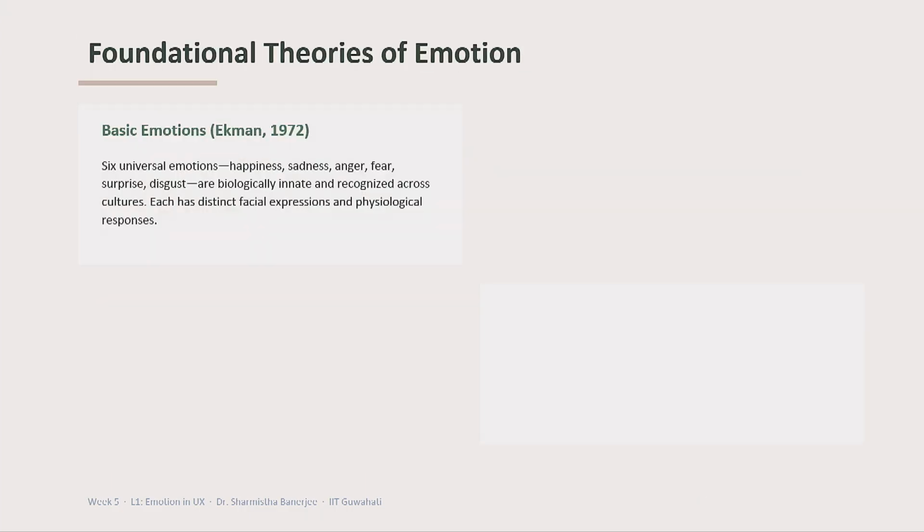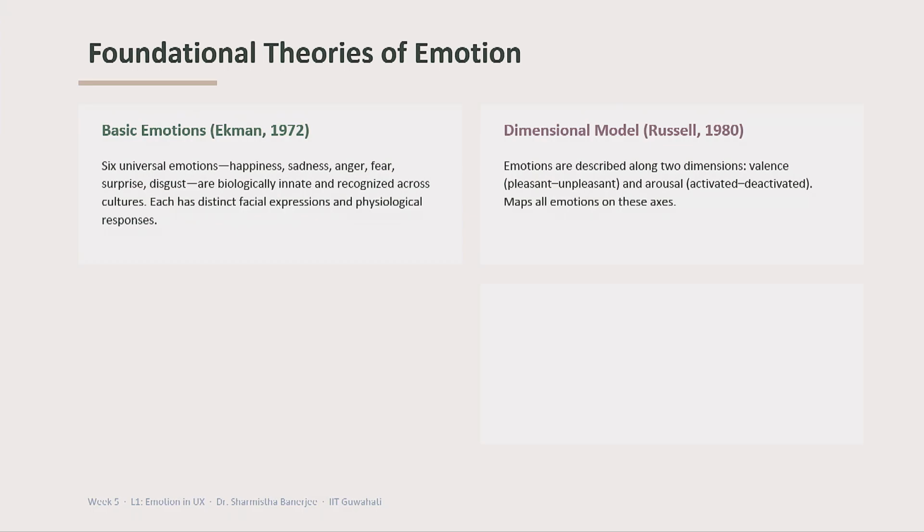So, the foundational theories of emotion. The first theory is from 1972, which says that there are 6 universal emotions: happiness, sadness, anger, fear, surprise, disgust, and they are biologically innate and recognized across cultures. Each has distinct facial expressions and physiological responses.